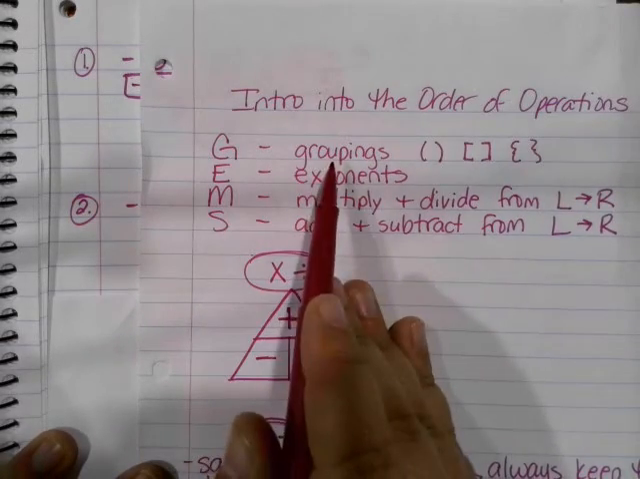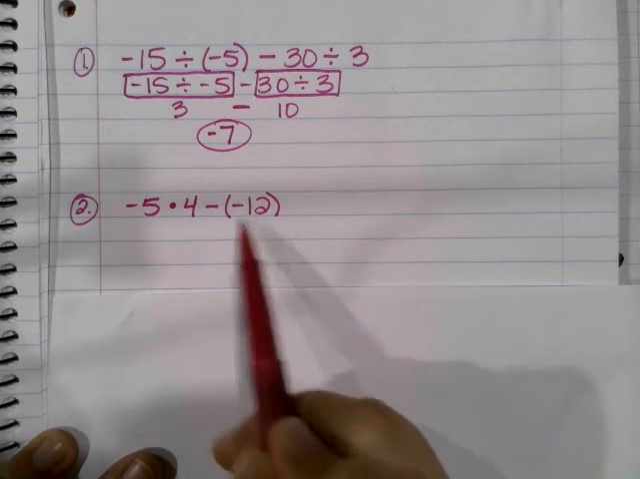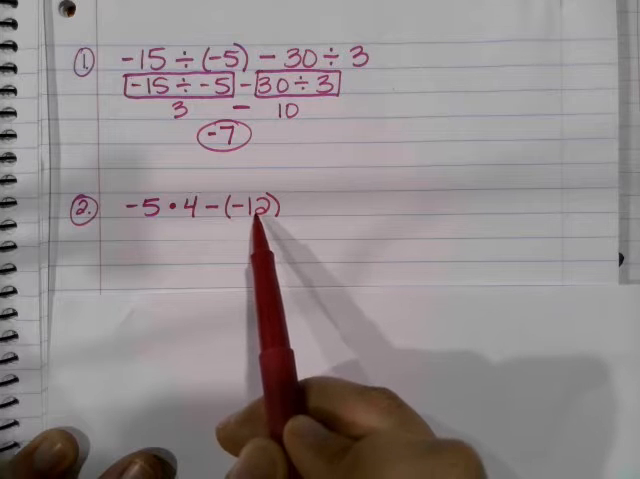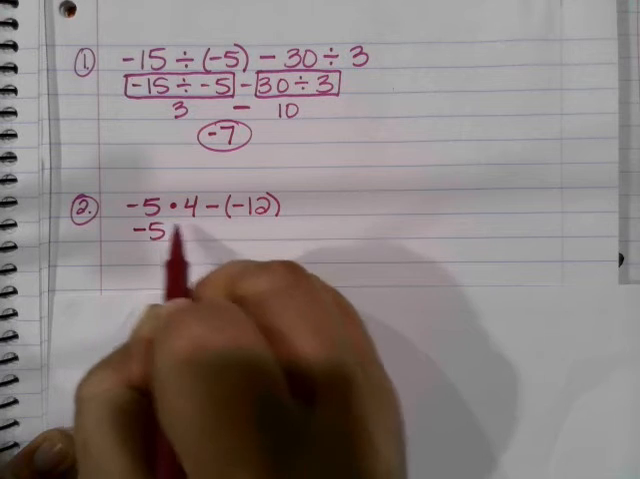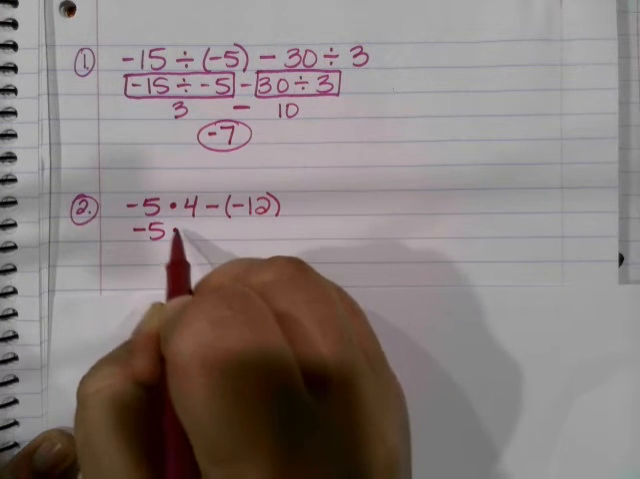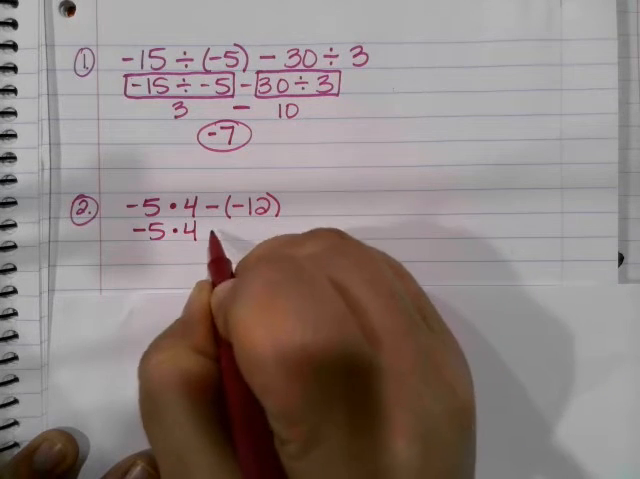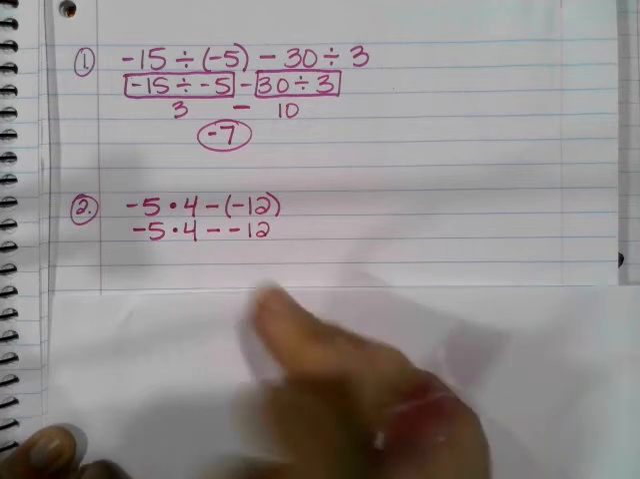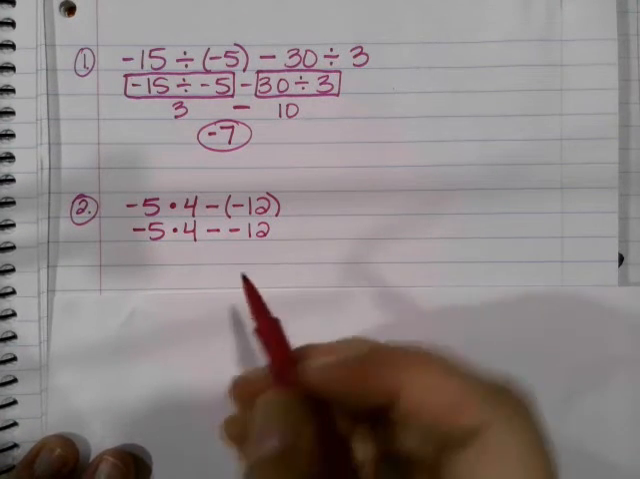First thing we're going to look for are our groupings. Remember, groupings have to have something within it to complete. So I do have a grouping here. I do have parentheses, but there's nothing to do inside of it. So these parentheses are just representing a negative number. So I'm going to rewrite it. Negative 5 times, you can also put an X here if that dot confuses you, times 4 minus a negative 12. Okay, got rid of those parentheses because they were confusing me. I don't need them for groupings.